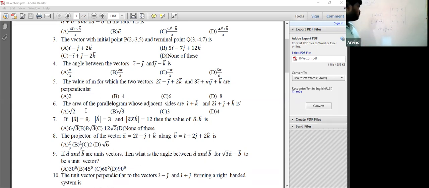Therefore, if you take the modulus of this, 1 square plus 1 square plus 1 square, it is 3, so root 3. So therefore, the area of the parallelogram is root 3 units.